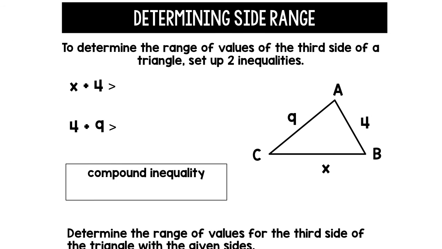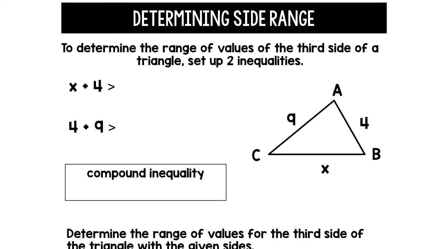Flip it over to the back, and oh lordy, that got big. We determine side range. To determine the range of values of the third side of a triangle, set up two inequalities. So we have x plus 4 has to be greater than 9. If we add AB and CB together, it has to be greater than 9.